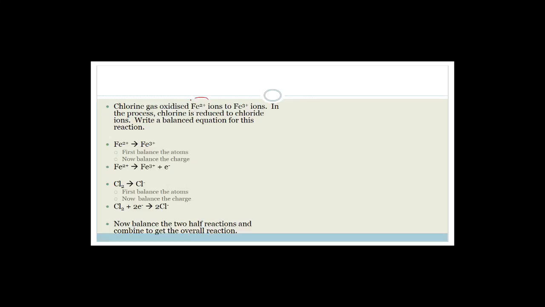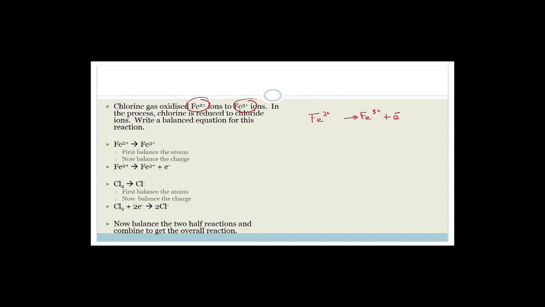So what do we know? We know that Fe2 plus goes to Fe3 plus. What do we notice? This is actually more positive. So do you agree it's given away an electron? So we can say, okay, fine, it's given away an electron. So therefore we can say Fe2 plus goes to Fe3 plus plus an electron, if you want to think of it that way. Now what else?